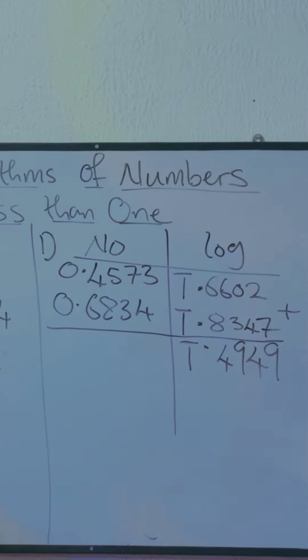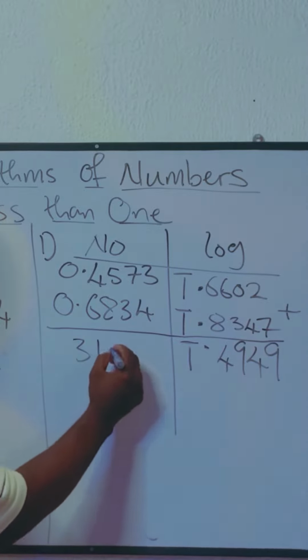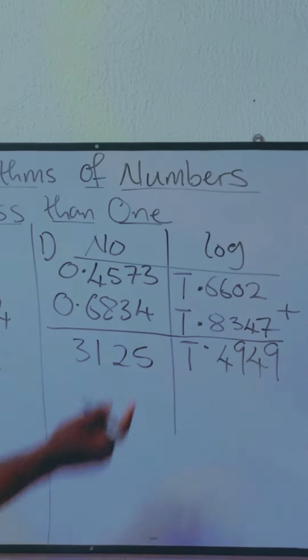But when you're looking for anti-log of a number that is less than 1, you're not going to capture the point. It makes it easier for you to write your actual answer. So we have 3.125. So I'm just going to write it as 3.125. Notice I didn't need to put the point.